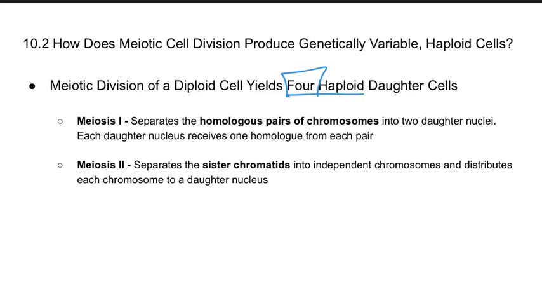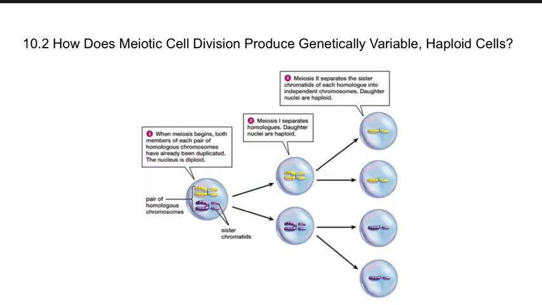So meiosis is split into 2 parts, meiosis 1 and meiosis 2. Meiosis 1 is where you have separation of the homologous pairs of chromosomes into 2 daughter nuclei, and each daughter nucleus receives 1 homolog from each pair. So they split the homologous pairs of chromosomes. In meiosis 2, the sister chromatids are going to separate into independent chromosomes, and they just distribute each chromosome to a daughter nucleus. So it's going to split twice here, meiosis 1 and then meiosis 2.